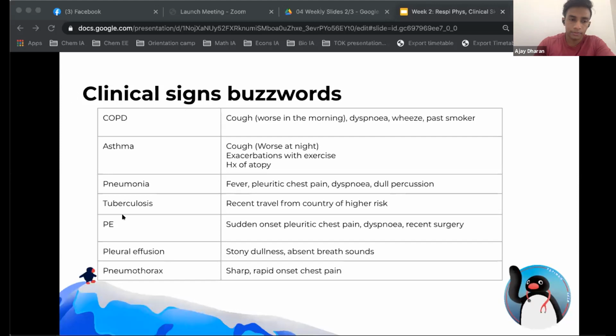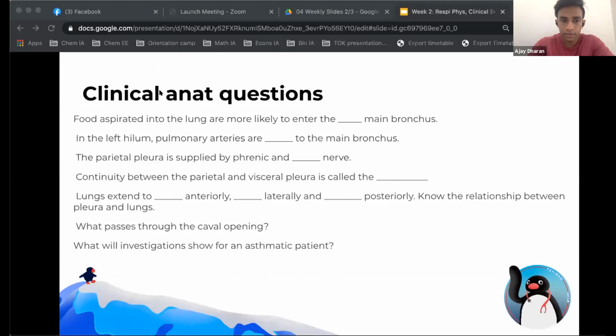So now moving on, I've just got a few questions to test you on your clinical anatomy. You can just type in the chat, and you can see how you go. Those are things that we covered last week. Food that is aspirated into the lungs is more likely to enter which bronchus, your right or left? Great, so right. Remember we learned that your right is shorter and easier for food to travel into your right bronchus.